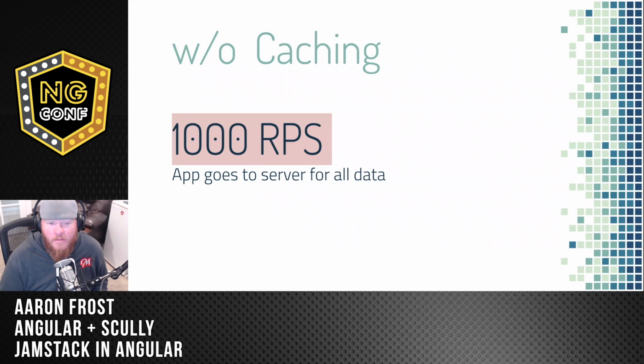So without caching your API calls, maybe your backend is going to get 1,000 requests per second, right? And if your app goes to the server for all data, imagine the JavaScript turns on, it makes a bunch of requests to turn the app on. Your servers can get pretty well hammered if you're not caching any of the data.